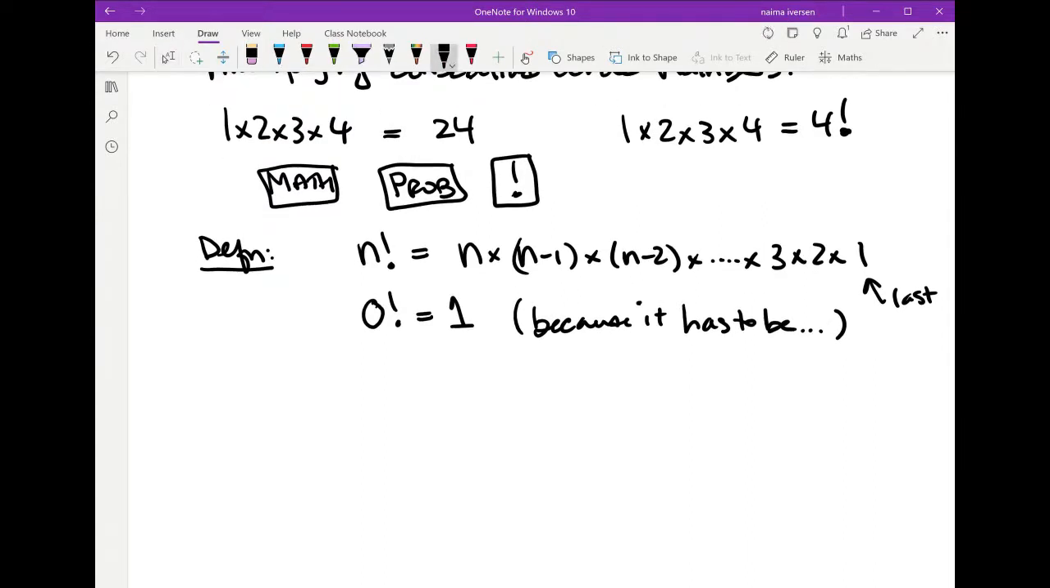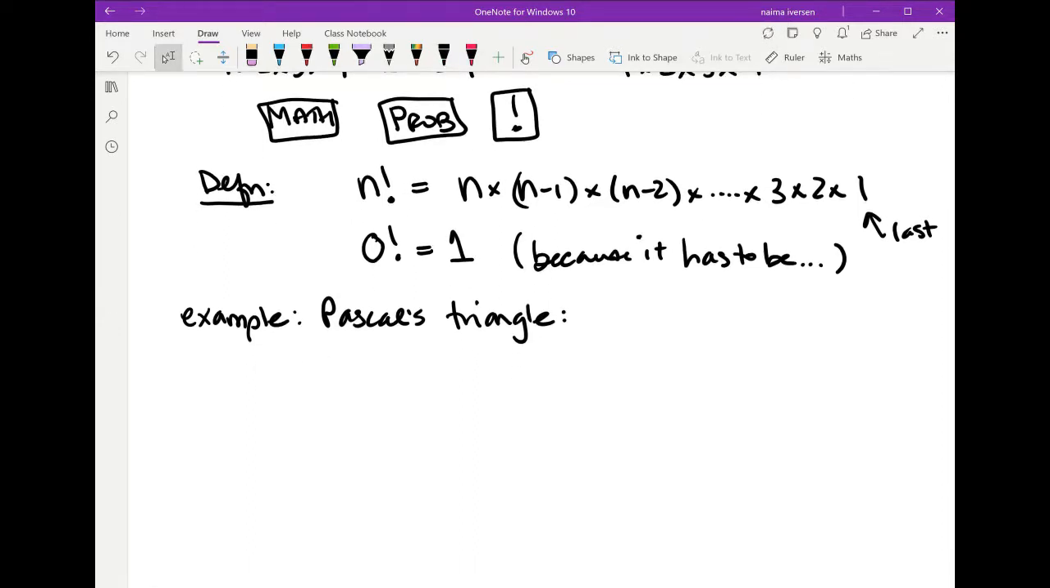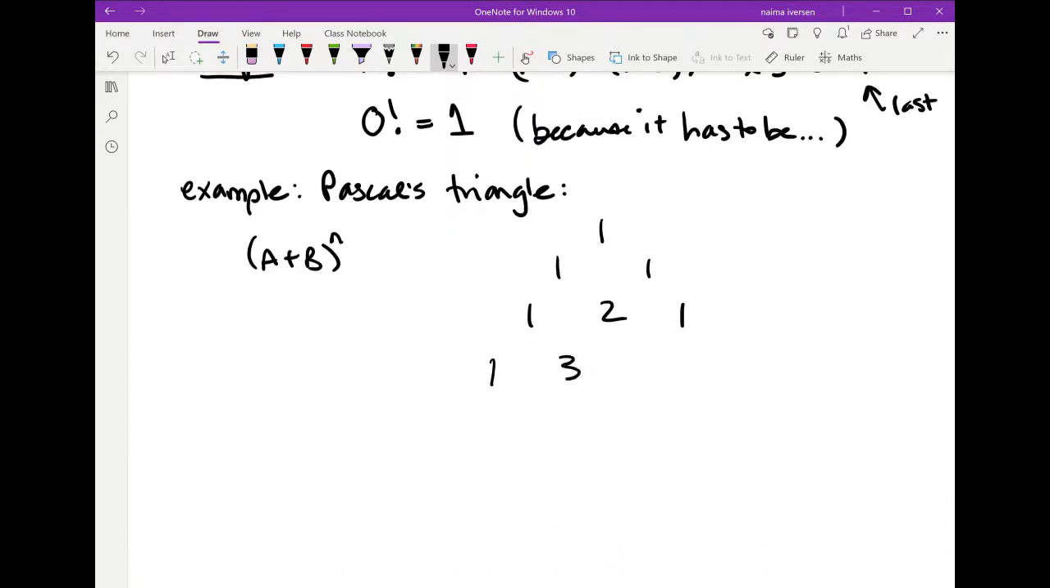Factorials can be found in many, many places. One example is in Pascal's triangle. When we were using Pascal's triangle for expanding something like a plus b to the power of n, we knew that it followed this triangle that was 1, and then 1, 1, and then 1, 2, 1, and then 1, 3, 3, 1, and we found those middle numbers by counting down towards these things. The 1 plus the 2 was the 3.